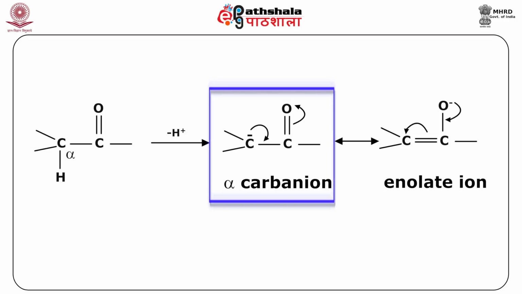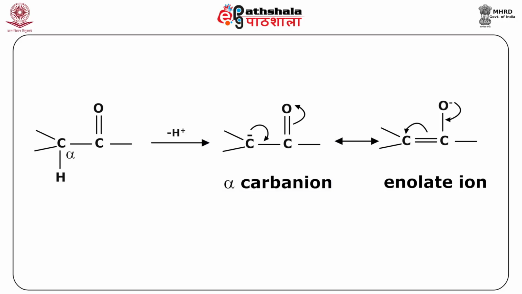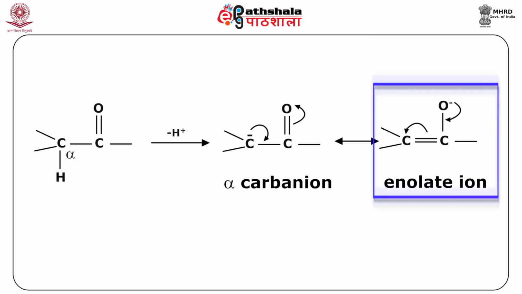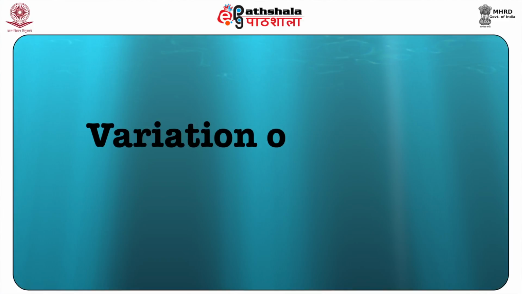This is the alpha carbanion, and after the delocalization it will give rise to the enolate ion, where the negative charge is residing on the oxygen. Now, if we look at the variation of acidity, the acidity of these alpha hydrogen atoms is enhanced if an electron withdrawing group is attached to the alpha carbon atom.